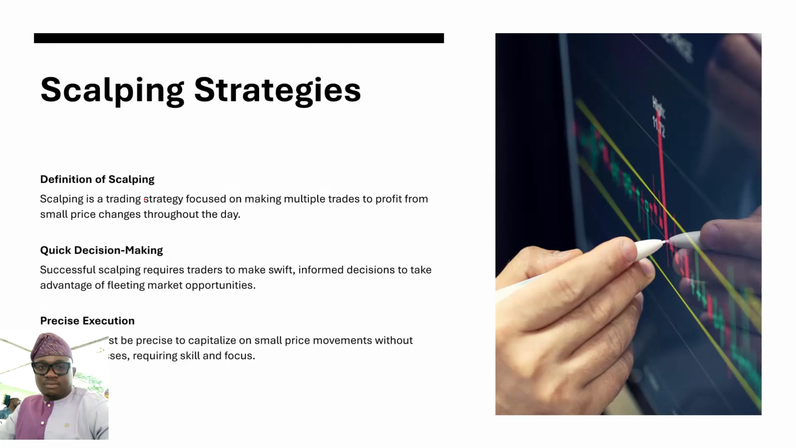So it's time advanced somehow, because you have to know what you're doing before you get into it. So, definition of scalping. Scalping is a trading strategy focused on making multiple trades to profit from small price changes throughout the day. You're just sitting with your system, making price decisions, flowing with the markets, in minutes. It takes quick decision making. Successful scalping requires traders to make swift, informed decisions to take advantage of fleeting market opportunities.